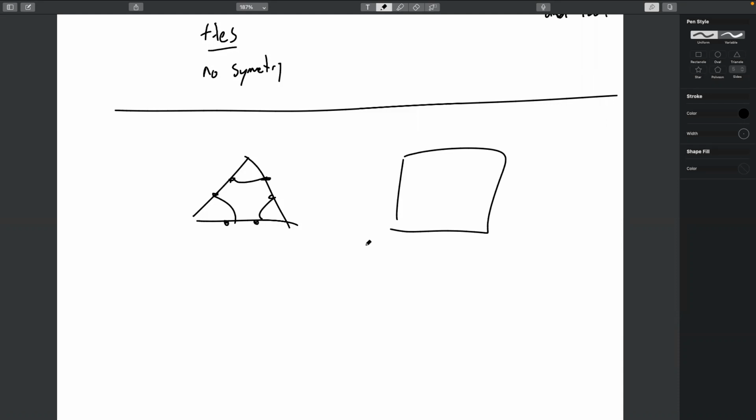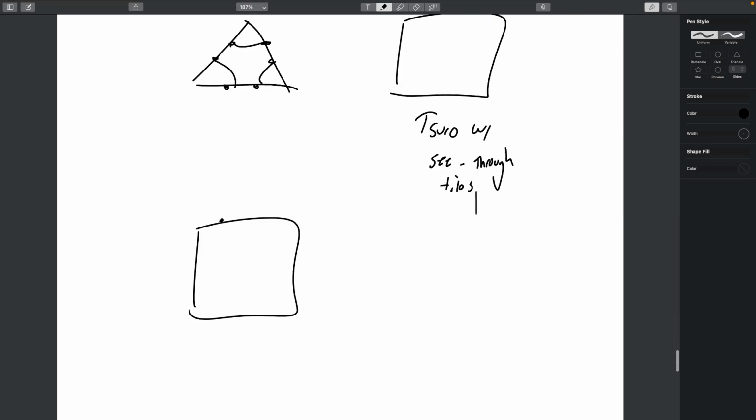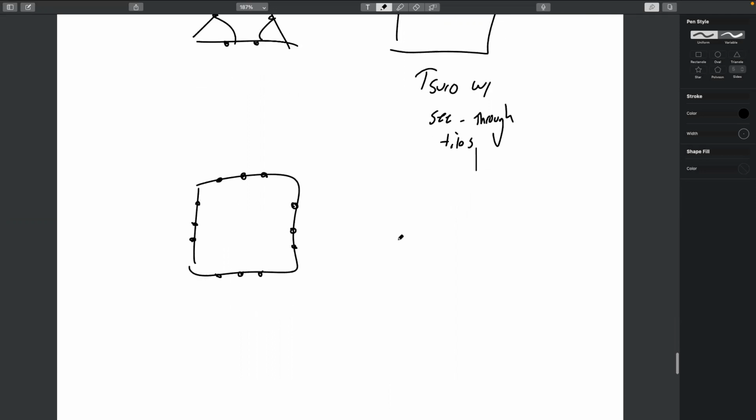That would mean that I would have counted some things as distinct in this count that are actually the same if the tile is see-through. So we could think about Tsuro with see-through tiles. We could think about Tsuro with more points. What if I've got 3 on each side instead of 2 on each side? We could think about Tsuro with hexagons, which also tile the plane.